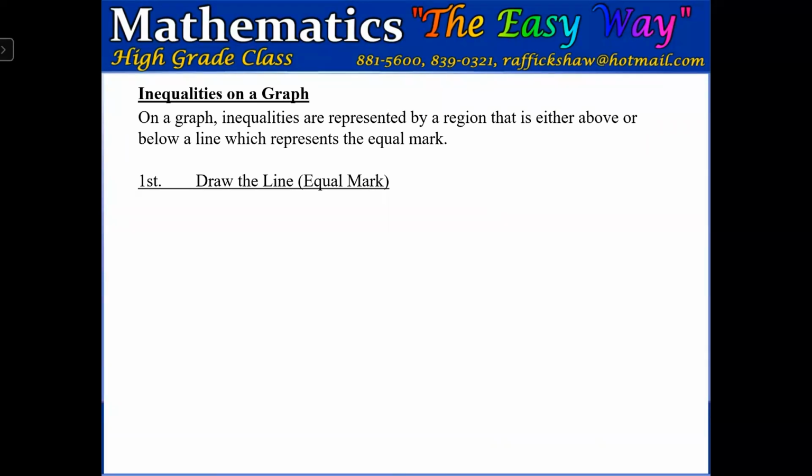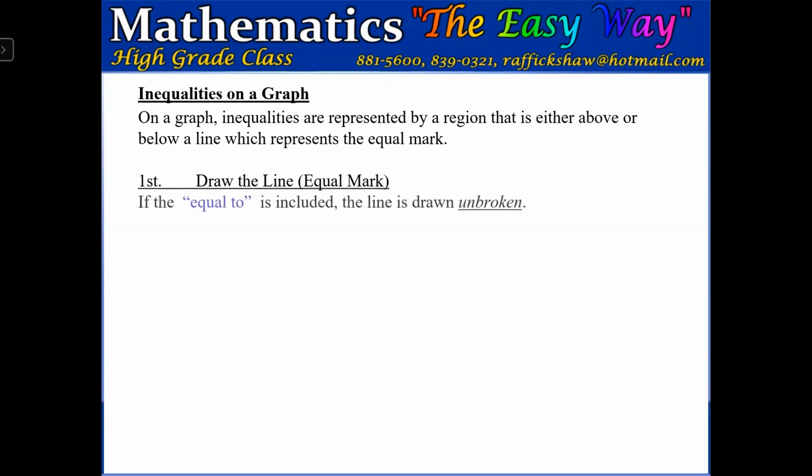Now, you draw it broken when there's no equal there. And you draw it unbroken, meaning you draw it solid, when there's an equal there. So basically, the broken line is equivalent to the unshaded circle that we had on the number line. And an unbroken or solid line is equivalent to the shaded circle.